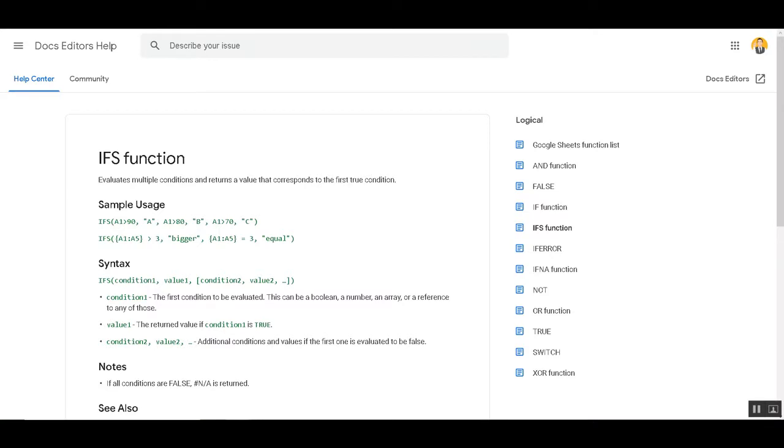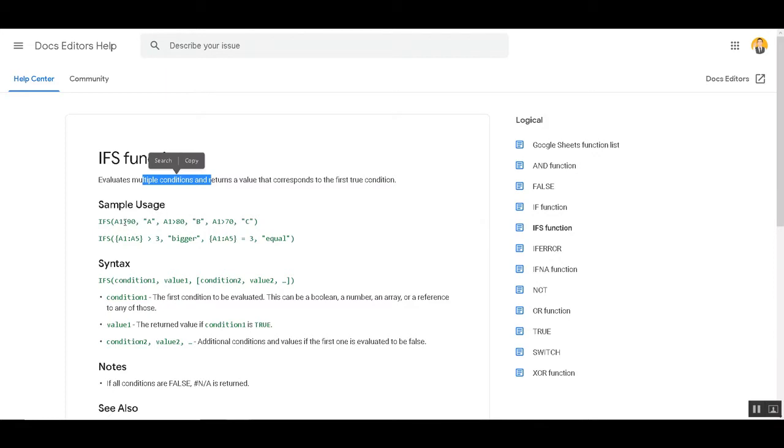In today's video, I'm going to share with you what I've learned about the IFS function. Let's dive in. Okay, in the official guide that we see here, the IFS function lets you have multiple conditions and returns a value that corresponds to the first true condition.